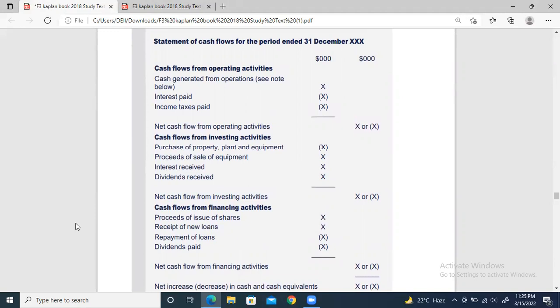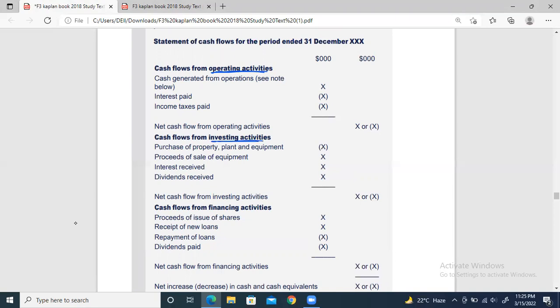Over here, you can see that there are three main heads. And we have to include the cash flow from each of these three heads. The first head, as you can see, is called operating activities. Operating activities means whatever is happening within the company on a day-to-day basis, on a weekly basis, the cash that is generated from these activities is written here. Okay. Now, second thing you can see over here, cash flow from investing activities, right?